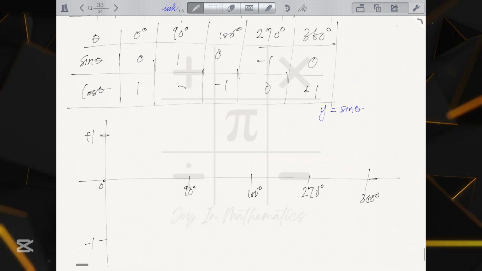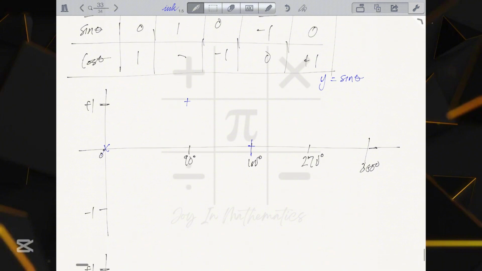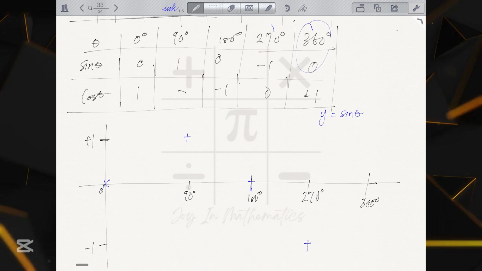At theta equals 0, sine theta equals 0, so we have a point here. At theta equals 90 degrees, y equals sine theta is equal to what? Positive 1. So this will be here. When theta is 180 degrees, sine theta is 0, so we have the point here. When theta is 270 degrees, sine theta is minus 1. When theta is 360 degrees, sine theta is 0.